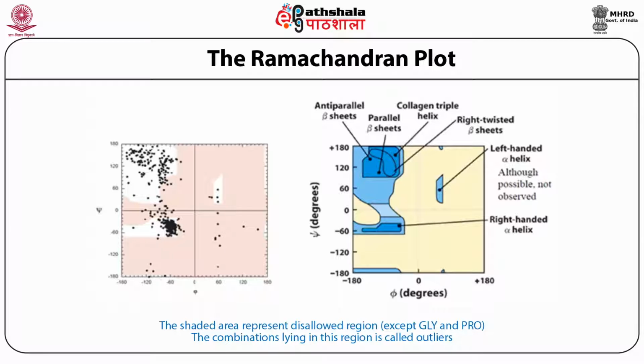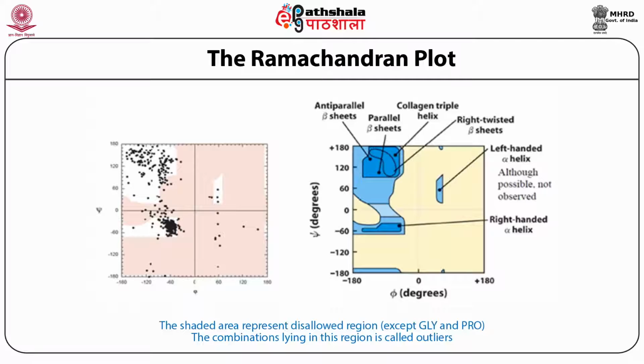For example, glycine and proline can occupy these places because glycine has no side chain. So it's highly flexible because of its hydrogen, and the number of clashes is very low. So glycine can be anywhere within this Ramachandran plot, and for glycine no region is called unfavorable or disallowed. Proline is a cyclic amino acid, and because of this it also has a special orientation, so it can occupy places in the disallowed region.